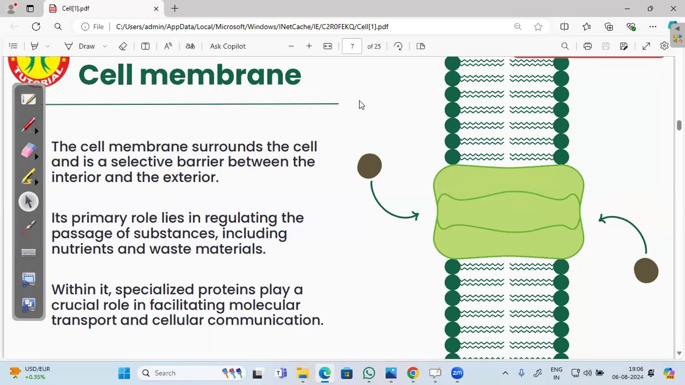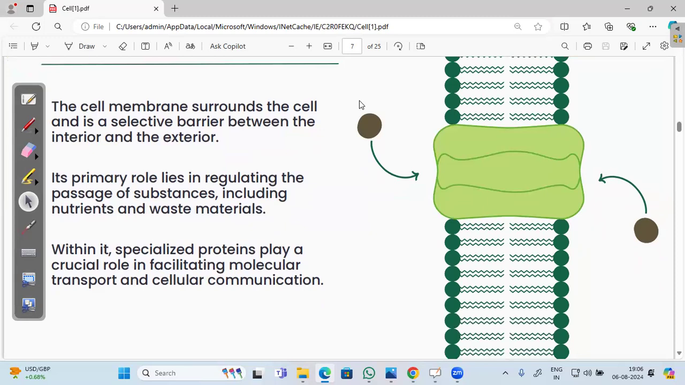Okay, let's see the primary role. The primary role lies in regulating the passage of substances, including nutrients and waste products. That means it allows the nutrients to get inside the cell and allows the waste materials to move out of the cell. Now, within it, specialized proteins play a crucial role in facilitating molecular transport and cellular communication. So what name is given to these proteins? Can anyone recall the name given to these proteins?